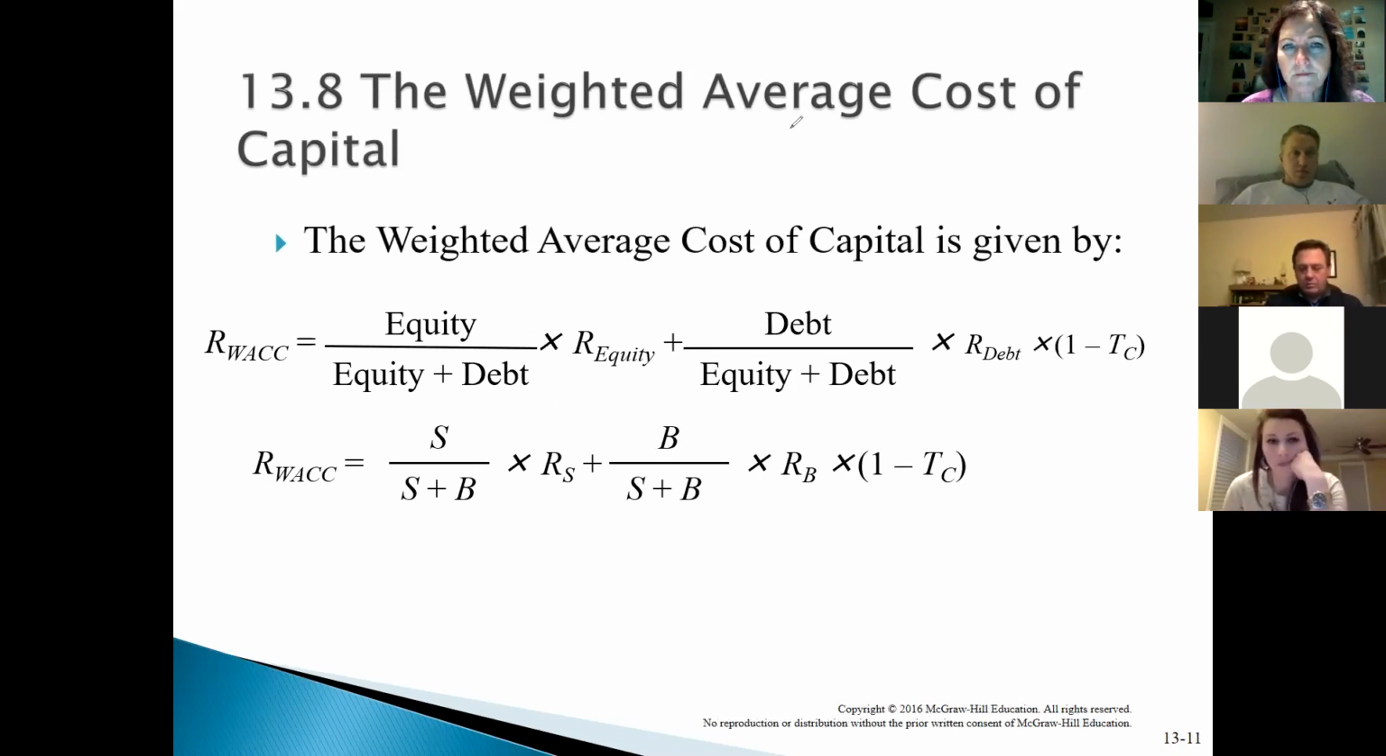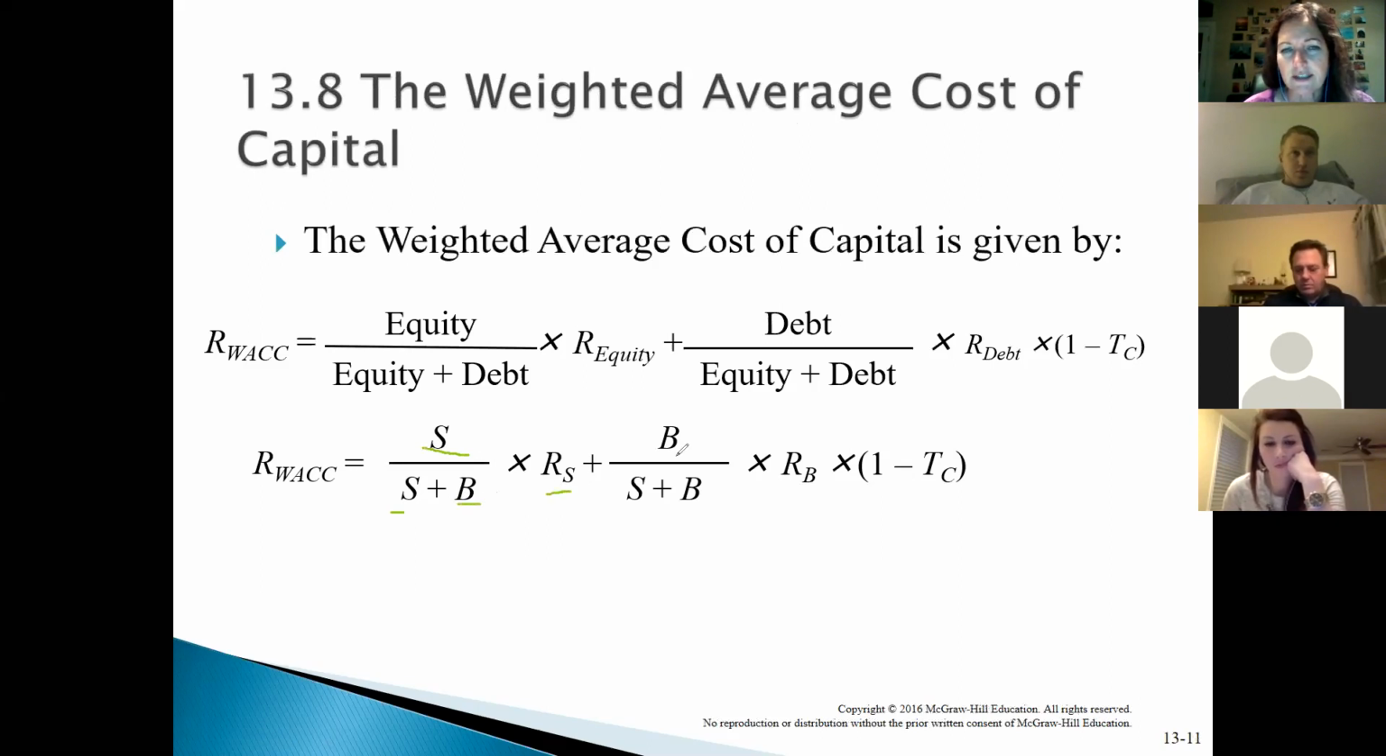A little bit. This is stock plus bond, and this is required return on stock. So it's the same as this formula. The book just uses the simplification of S&B. This book is probably the only place I've ever seen that, but they do. You typically just see equity and debt, but if you see that formula, know that that's what they're talking about.